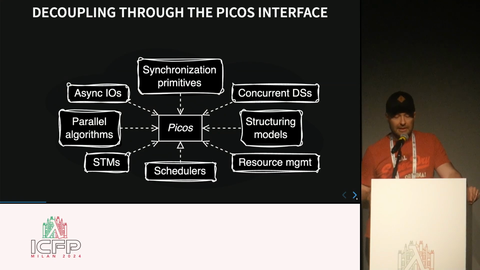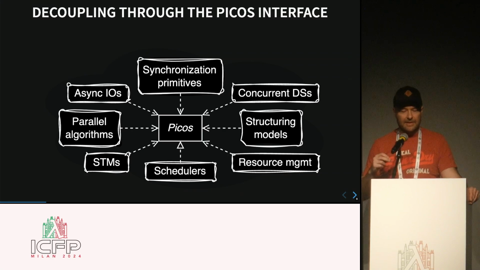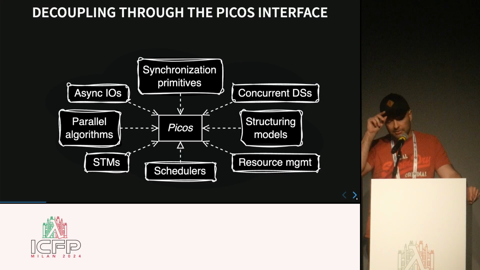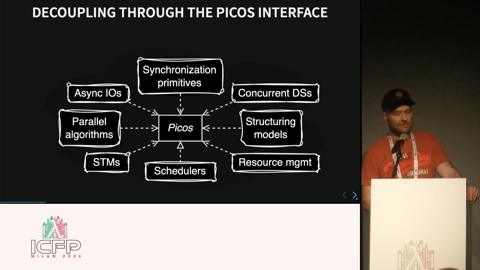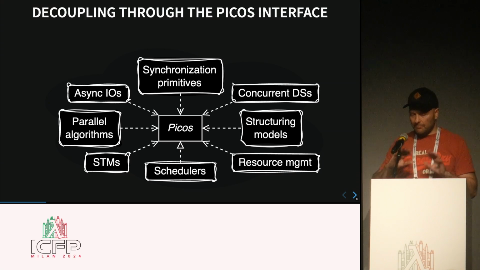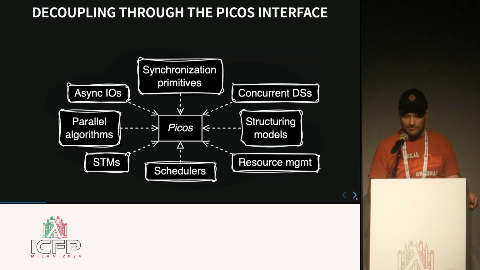In the center, we have the Picos interface, and then we have all sorts of concurrent abstractions, parallel algorithms, synchronization primitives, structuring models, and so on. And they all only depend on the interface. On the other hand, the schedulers also depend on the interface, but they implement it. So they implement the scheduling part of the system. Because none of these things depend directly on each other, they only depend on the interface, they naturally work together. So all of these are interchangeable parts of the system. You can run your code on different schedulers. You can use different structuring models in the same program, and so on.